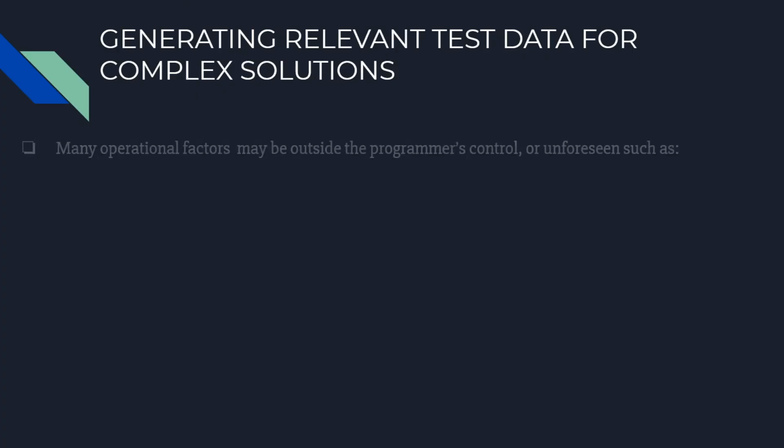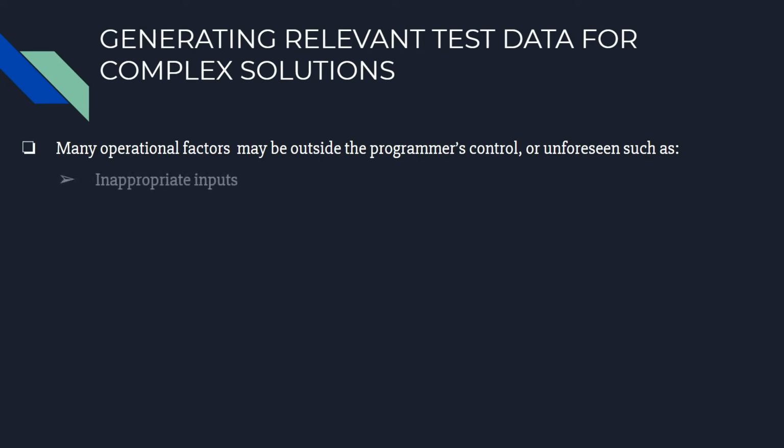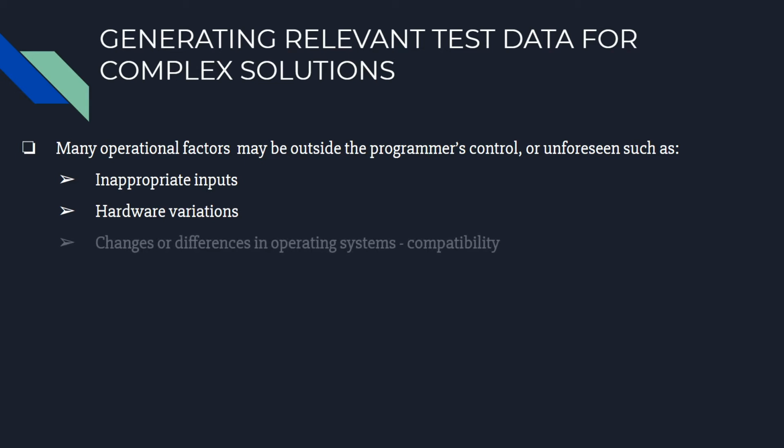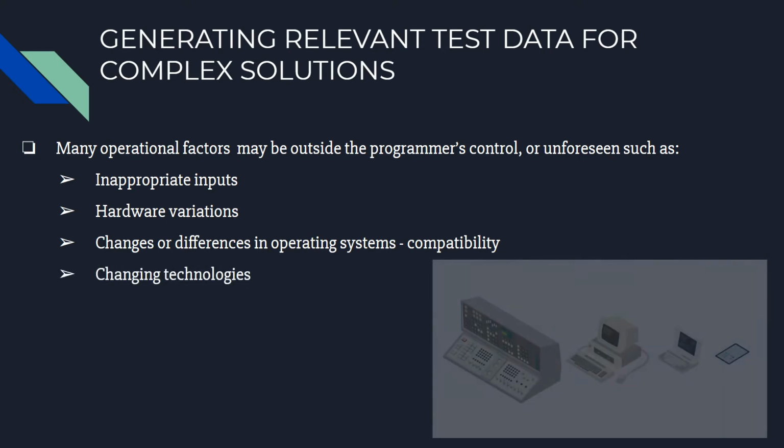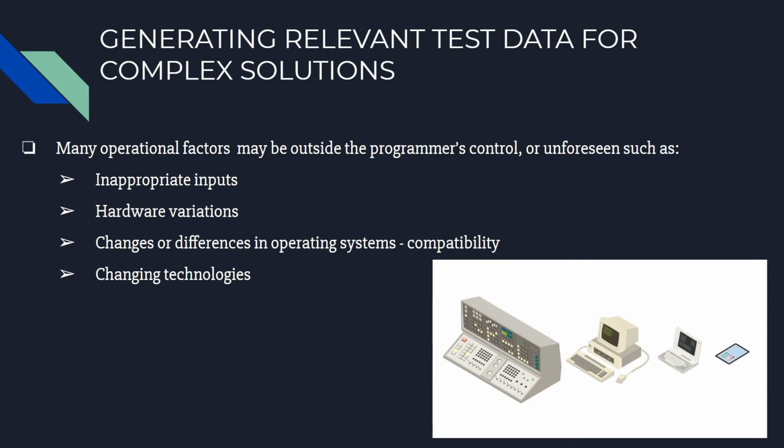Generating relevant test data for a complex solution can be difficult, as many operating factors may be outside the program's control, such as unforeseen or unexpected inputs, such as just odd keystrokes. Hardware variations between manufacturers with differing drivers could cause unforeseen issues with software solutions, and we see that a lot with games. Changes to operating system functionality and compatibility. Changing and updating technologies, where newer systems, whilst being backwards compatible, may not necessarily work exactly the way the developer expects.